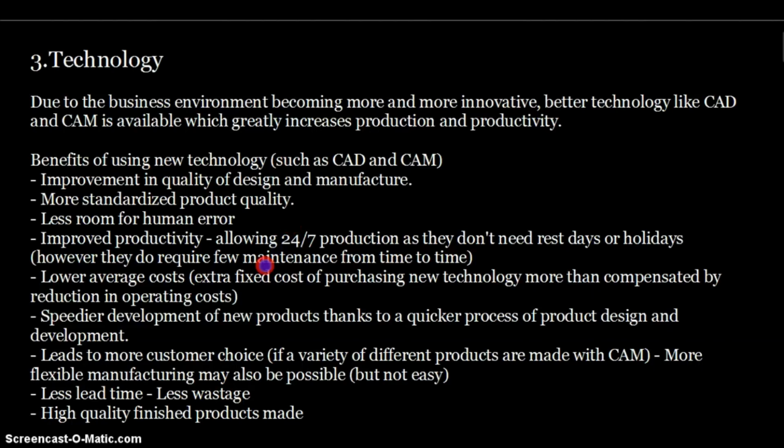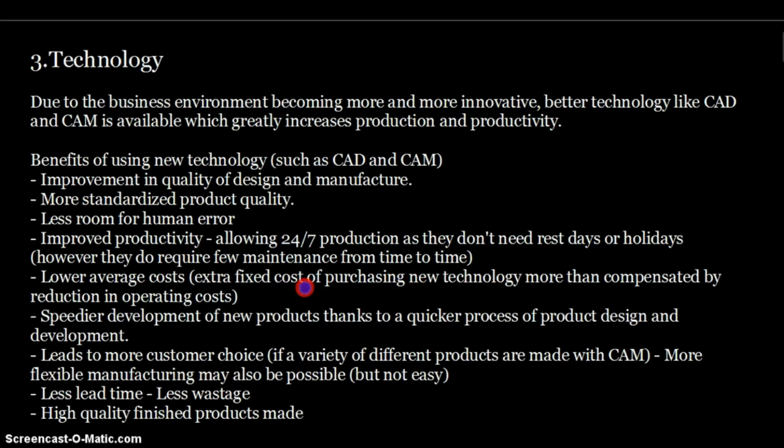There will be improved productivity, which means that you can have 24/7 production, as machines don't need rest or holidays, but they do require maintenance from time to time. So you can't just keep them running the whole year. No, they will take some breaks, and you might need some maintenance of machinery, but it won't be as frequent as the rest days or holidays of employees, nor will they take many breaks. Machines will just work more time than these employees.